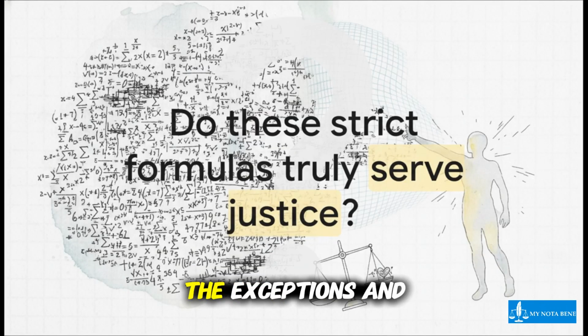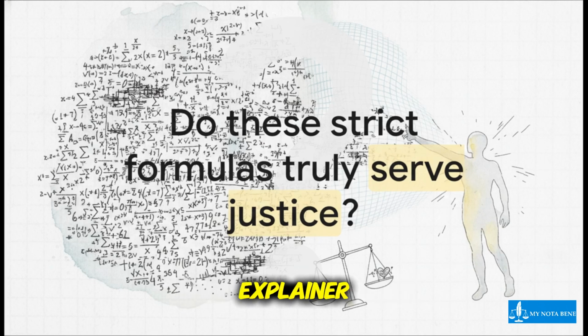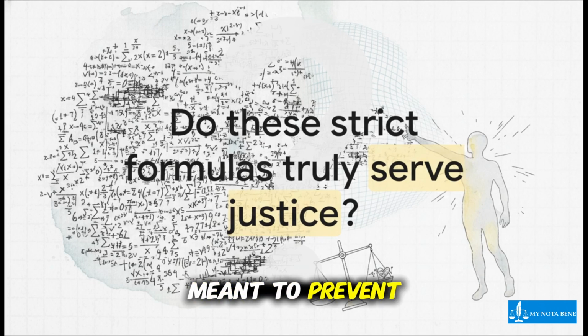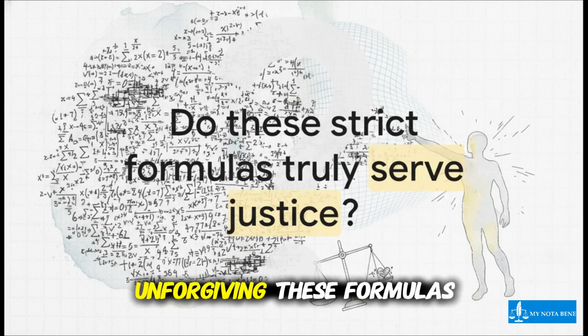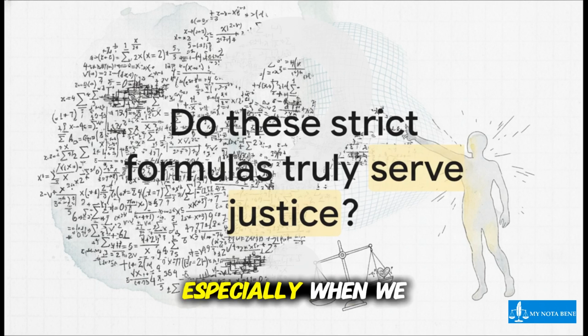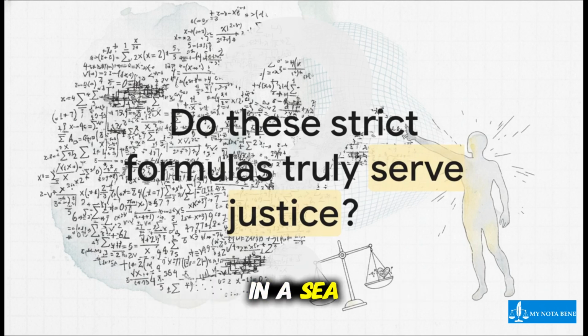You know, the formula, the exceptions, and the brutal complex crime rules. But as we wrap up this explainer, I want you to step back from the math for a second and look at the big picture. We started by saying ISLAW is meant to prevent unnecessary deprivation of liberty, to give prisoners a real chance at parole and redemption. But after seeing how rigid, strict, and mathematically unforgiving these formulas can be, especially when we get into complex crimes, we really have to ask, do these strict formulas truly serve justice, or do they risk losing the human element entirely in a sea of numbers?